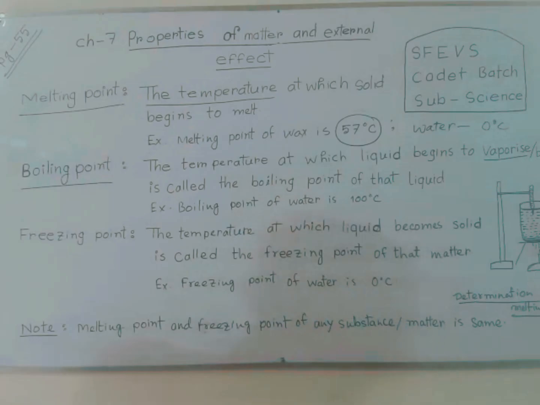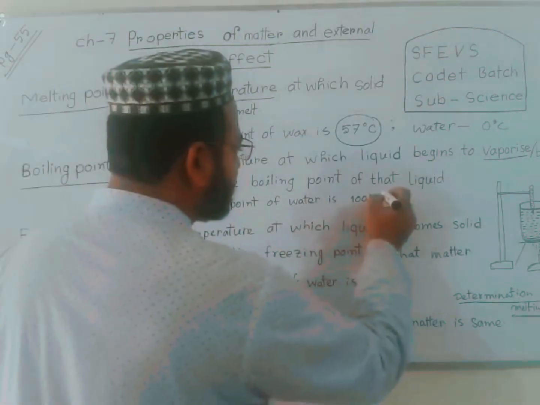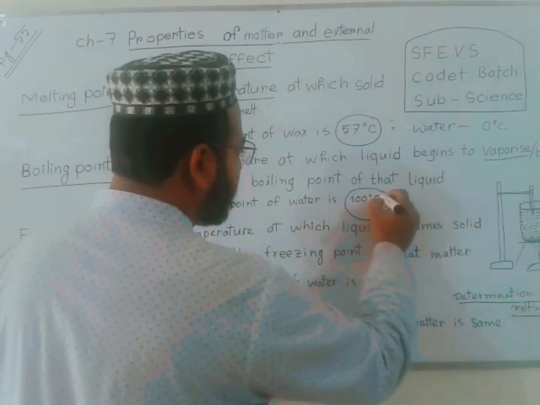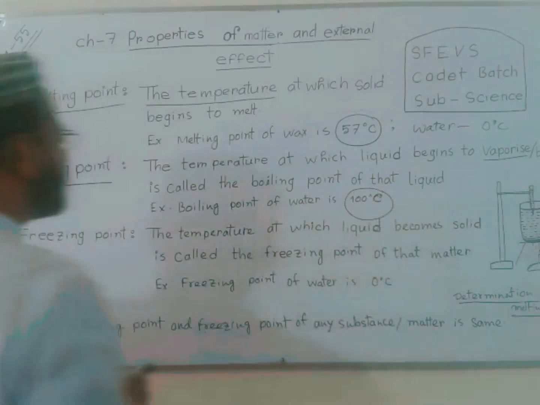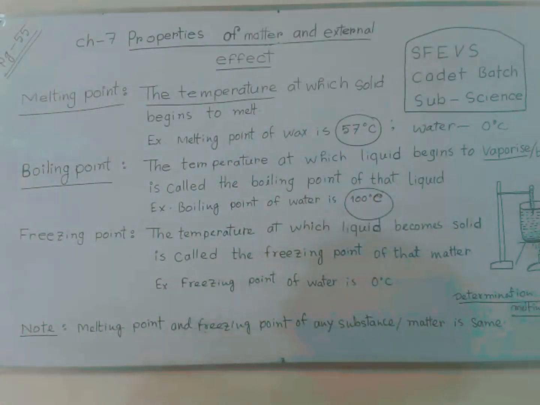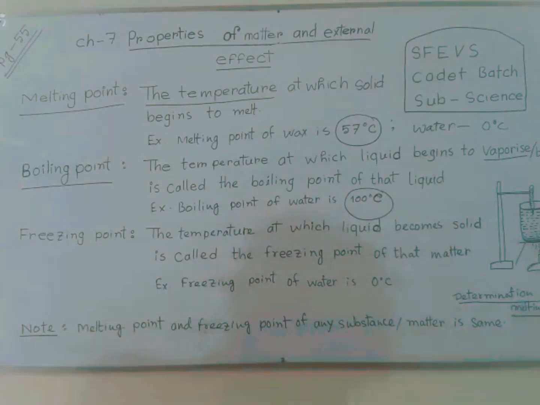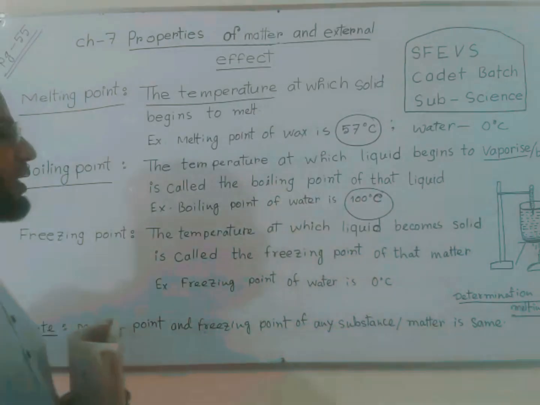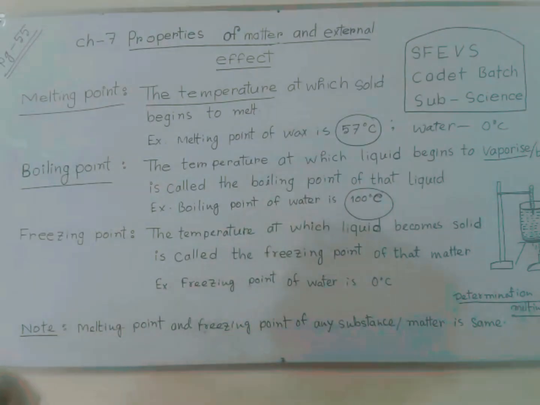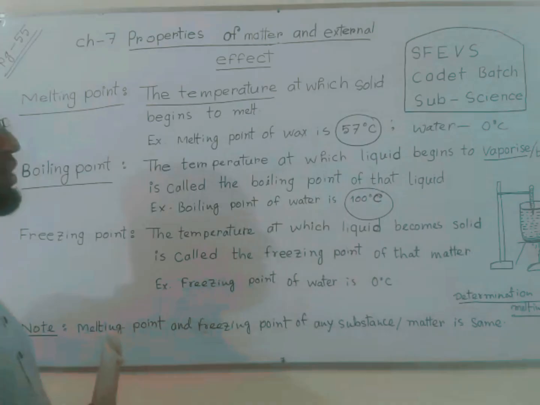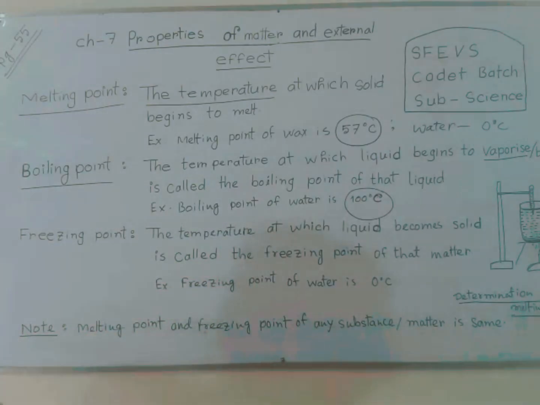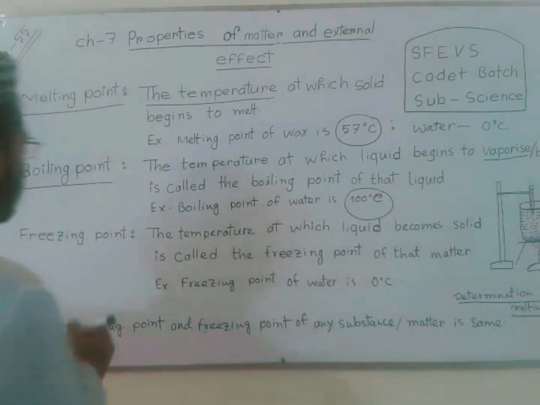Boiling point of water is 100 degrees Celsius. It is known by every student what the boiling point of water is. It is not for any liquid, only for water it is 100 degrees Celsius. Again I am repeating, the temperature at which liquid begins to vaporize or boils is called the boiling point of that liquid.